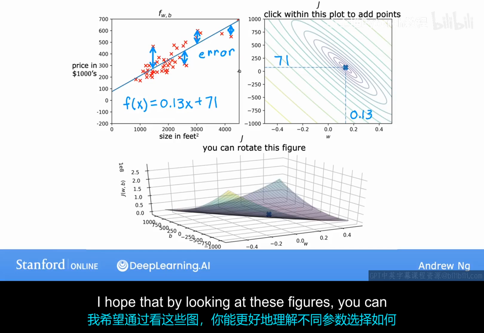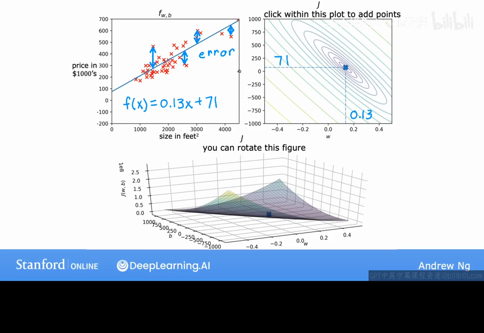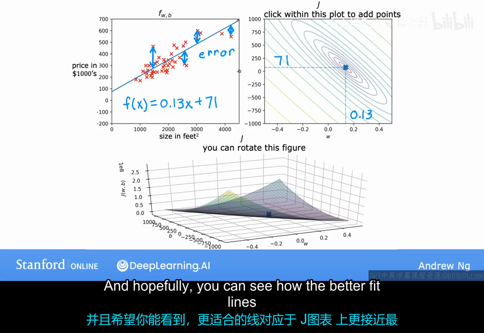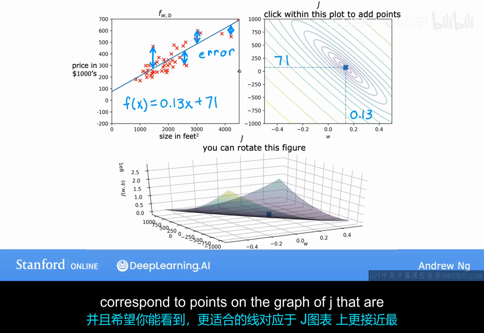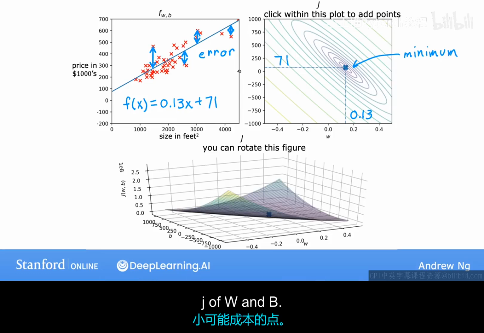I hope that by looking at these figures, you can get a better sense of how different choices of the parameters affect the line f of x and how this corresponds to different values for the cost J. And hopefully, you can see how the better fit lines correspond to points on the graph of J that are closer to the minimum possible cost for this cost function J of w and b.